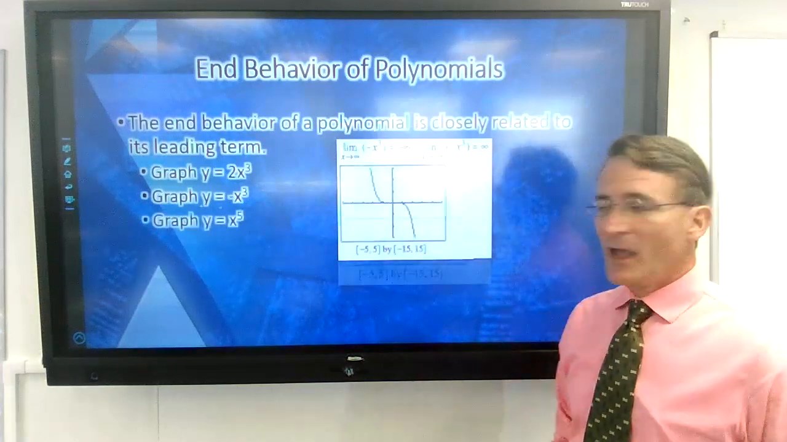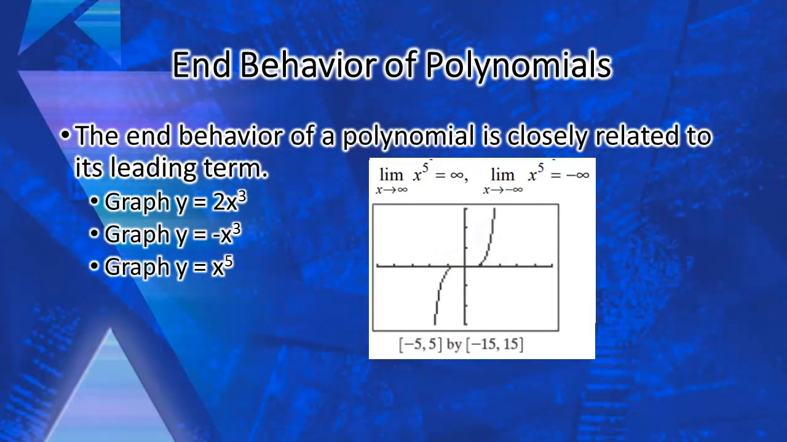Let's take a look at x to the fifth power. So we still have an odd degree to our polynomial, but this time it's a 5. You'll notice that it looks very similar to our first graph, that of the 2x cubed.